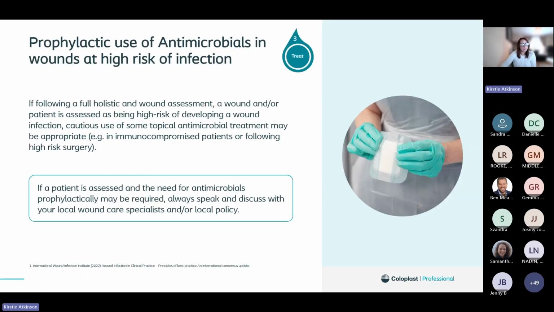There may be some cases, however, where you need to use prophylactic antimicrobials in wounds or in an individual that is at high risk of infection. And that comes by following a full holistic and wound assessment. So you'd assess the wound and the patient, and if you deem them high risk of developing a wound infection, cautious use of a topical antimicrobial treatment may be appropriate.